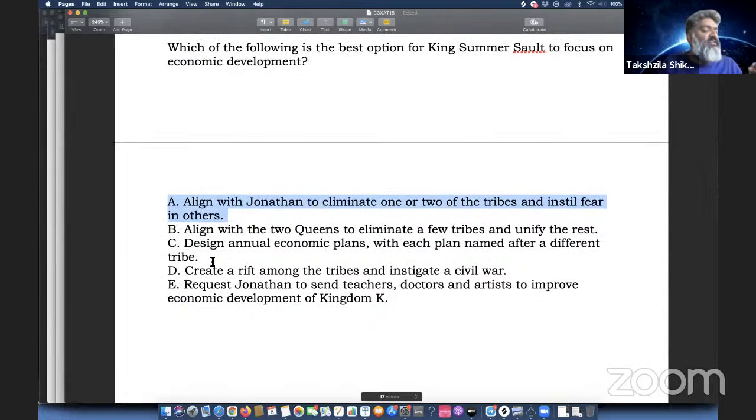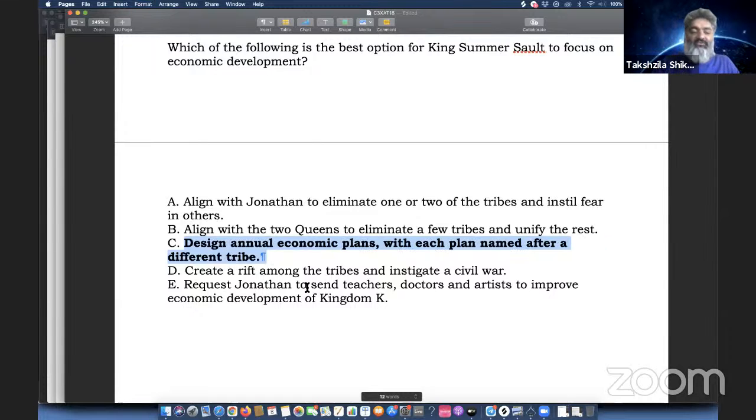C, C, C. Everyone has given C. I agree too. C is perfect. And it's a reasonable choice that, to keep everyone happy, there will be a competition with each plant named after a different tribe. So everyone's respect and honor will be in place. So it looks like a good choice for me.